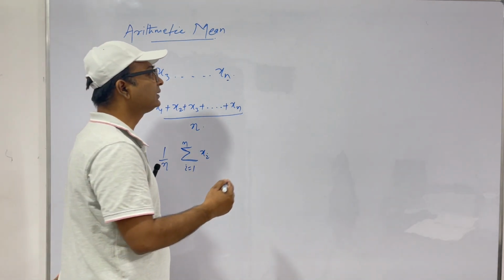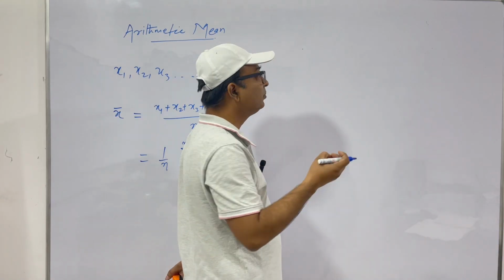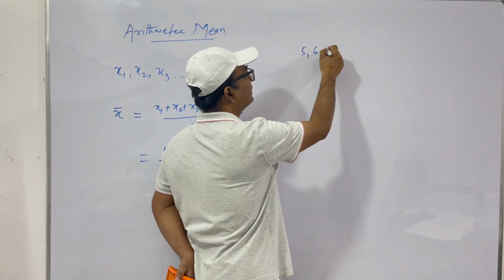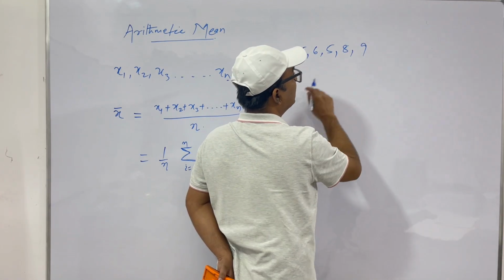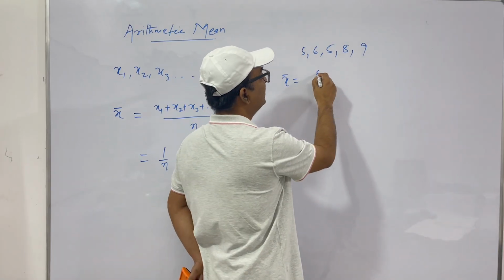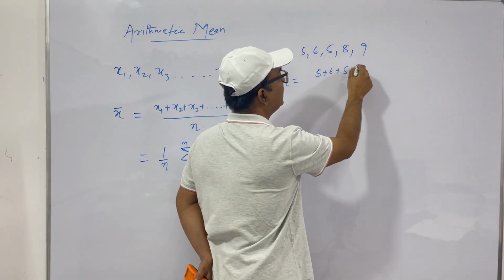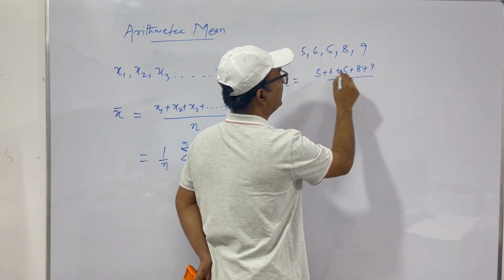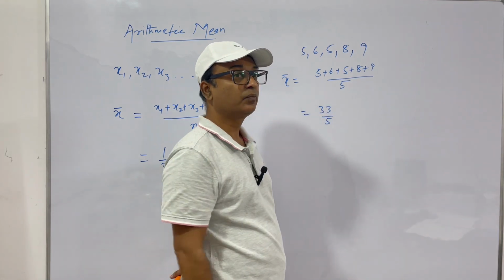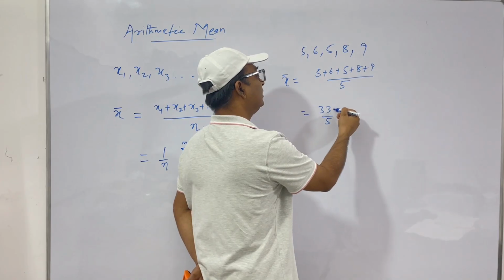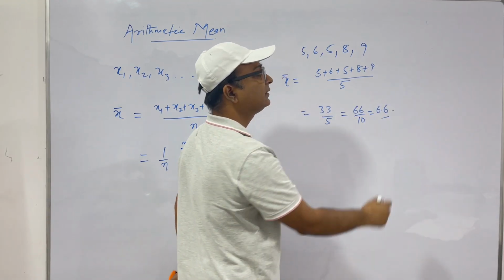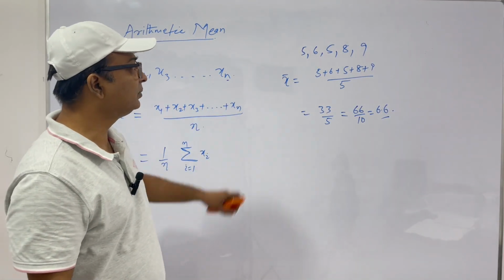Let's see a small example to understand. Let the marks obtained by 5 students in a class test be 5, 6, 5, 8, 9. What will be the arithmetic mean? What will be the mean of the marks? This will be 5 plus 6 plus 5 plus 8 plus 9 by 5. So this comes to 33 by 5. Multiply numerator and denominator by 2. You will get 66 by 10. Now you can easily write it as 6.6. So this is the arithmetic mean.